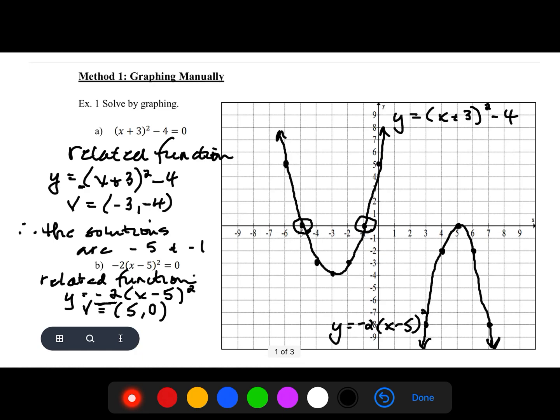So noticing that we only have one x value that will make that equation true, therefore, the solution is 5. There is only one x value that will make that equation equal to 0.